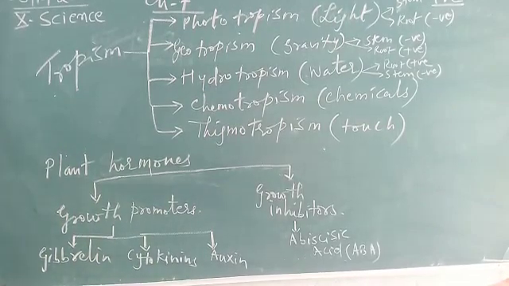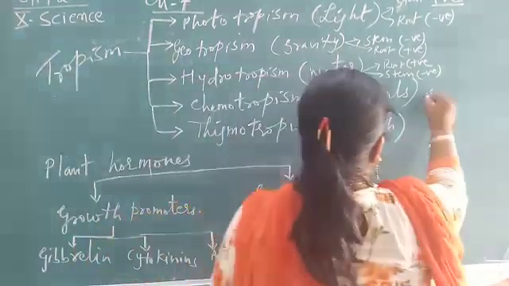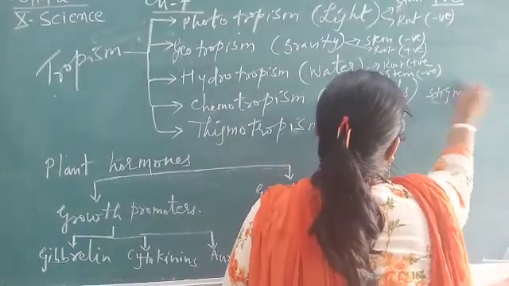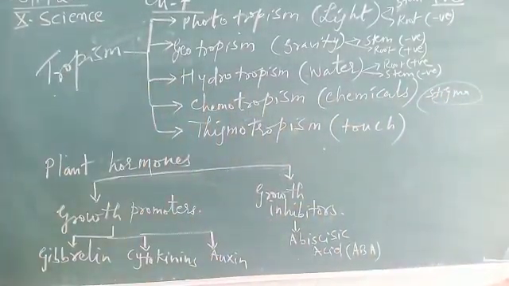Now the next one is chemotropism. The movement of a plant in response to a chemical stimulus is called chemotropism. For example, the growth of the pollen tube in a downward direction towards the ovule during the process of fertilization. So here, if you see the given figure, the stigma of the flower is an example of chemotropism. The stigma shows chemotropism, meaning attraction towards the chemicals.